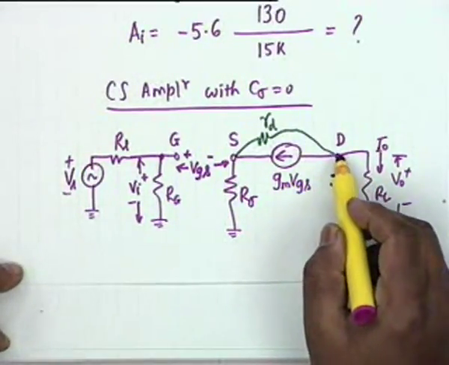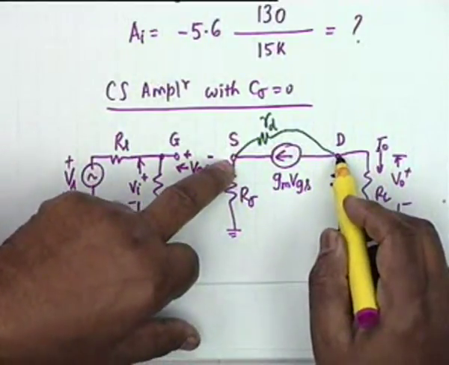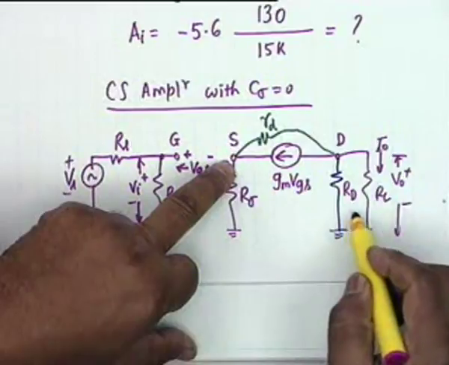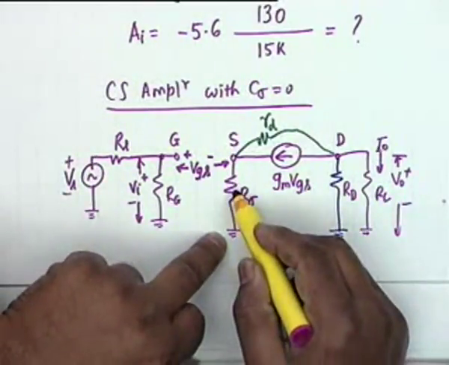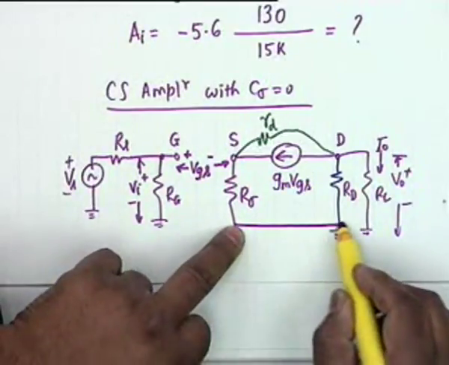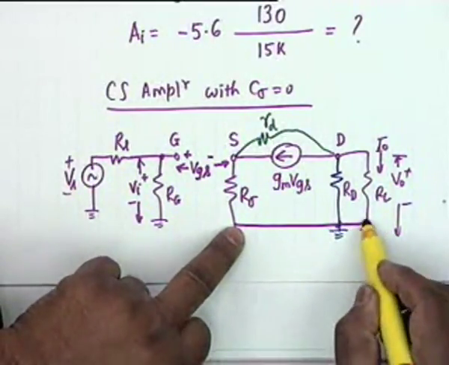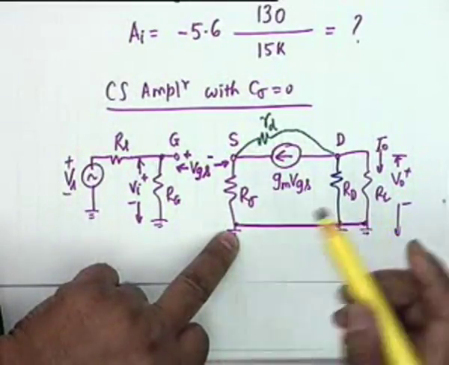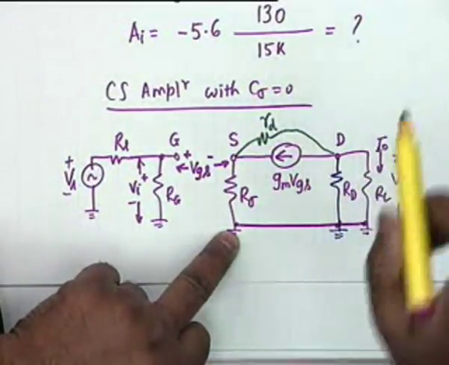It supplies, you see, across gm vgs there are two resistors. One is rd and the other is RD parallel RL plus R sigma. Because these points are the same, they are all ground. So what I had is RD parallel RL plus R sigma. This is the only single fact that has to be recognized to include the effect of rd.